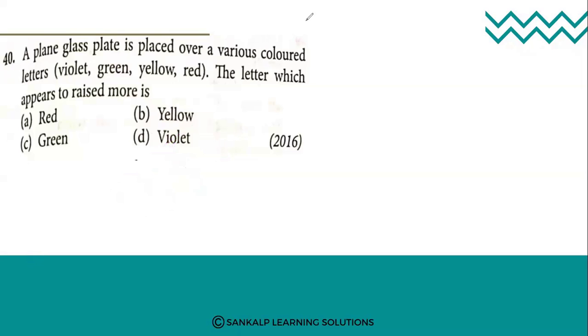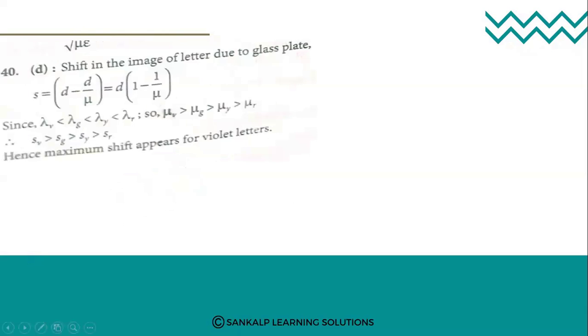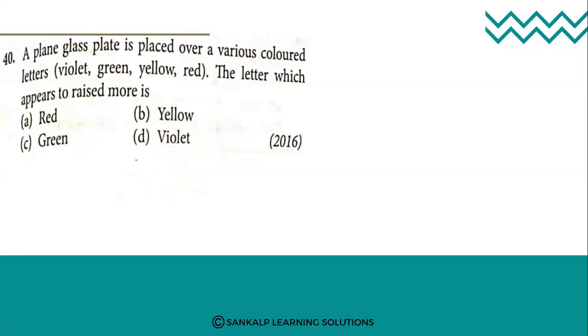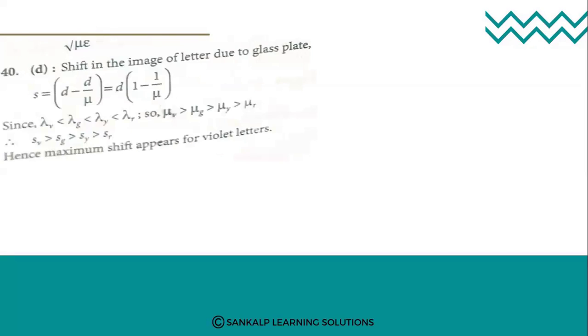So this is your answer. Option D, that is the violet, or it is red. Yes, it is option D, that is violet is the right answer here, because according to the dispersion phenomena, the red is the most deviated and violet is the least deviated color, right? So here you can see that one.